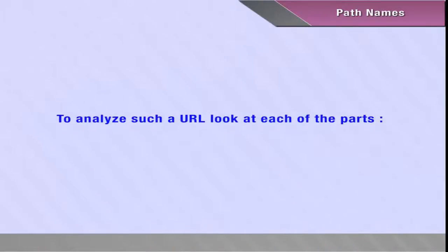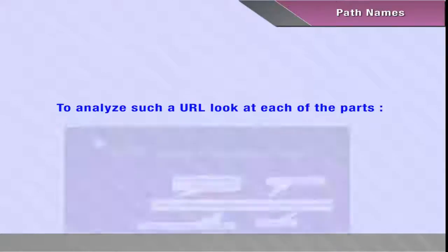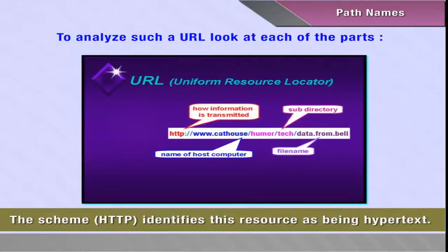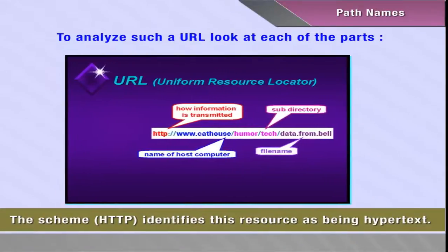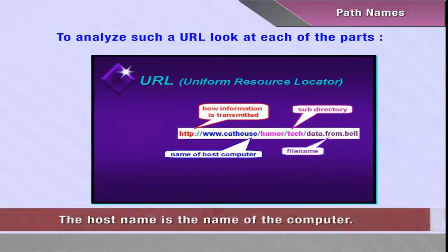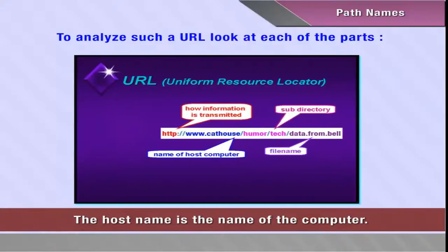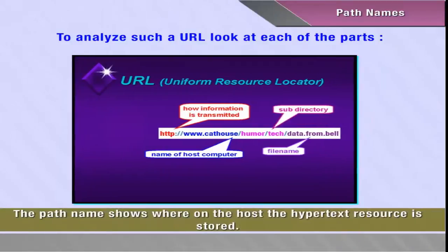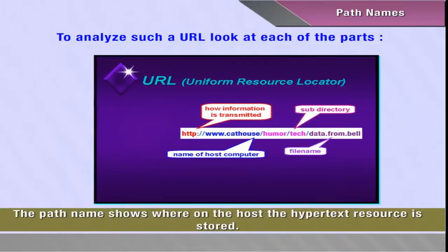To analyze such a URL, look at each of the parts. The scheme HTTP identifies this resource as being hypertext. The hostname is the name of the computer. The path name shows where on the host the hypertext resource is stored.